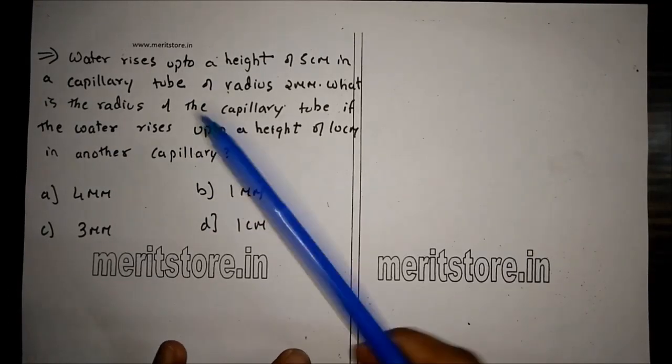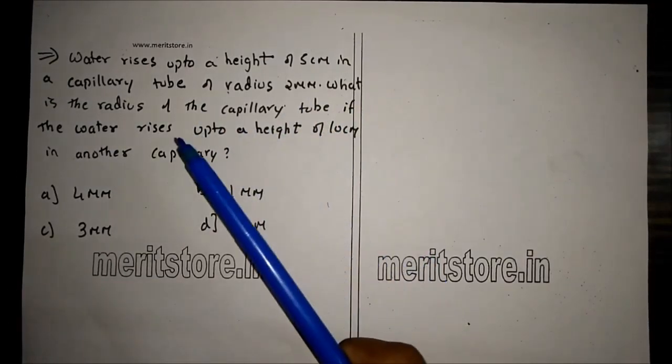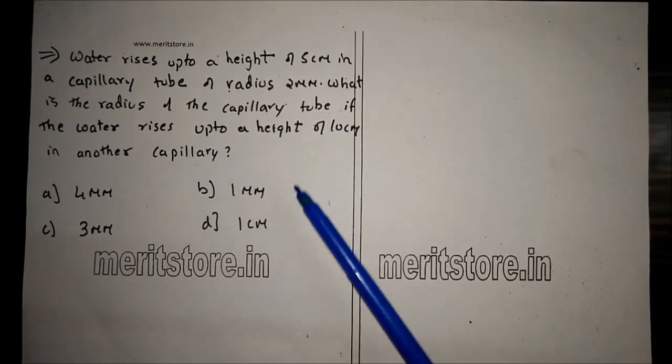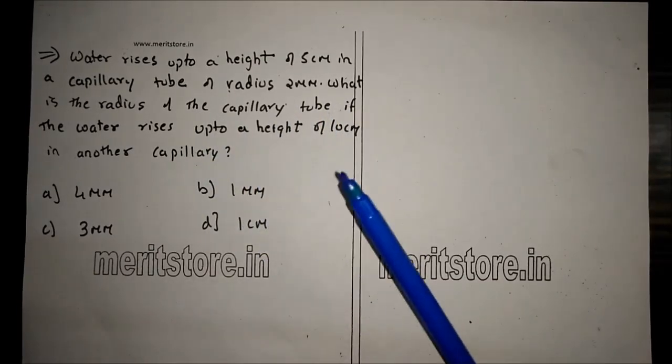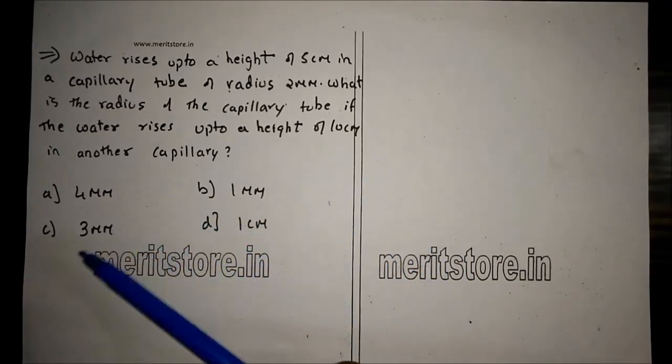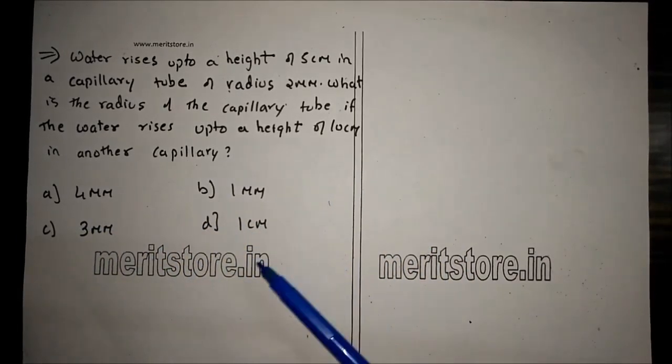Water rises up to a height of 5 centimeter in a capillary tube of radius 2 millimeter. What is the radius of the capillary tube if the water rises up to a height of 10 centimeter in another capillary? It is either A 4 millimeters, B 1 millimeter, C 3 millimeters, or D 1 centimeter.